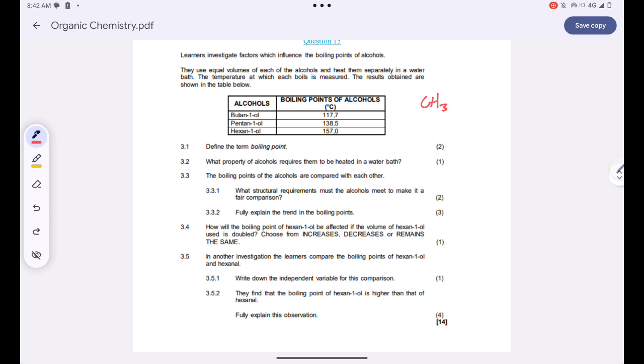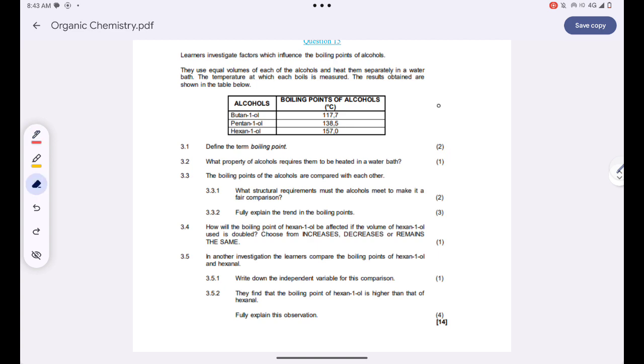And then for hexan-1-ol, hexan-1-ol has 6 carbons and 14 hydrogen atoms with an oxygen as well. So hexan-1-ol will have a greater molecular mass.